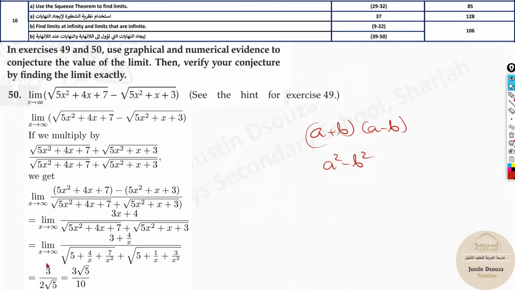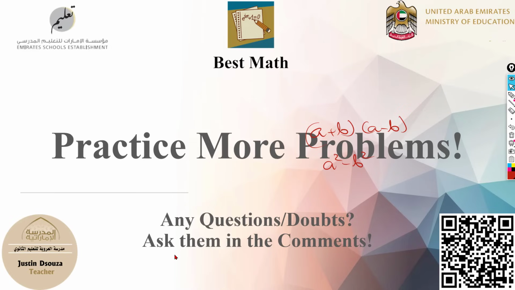Whatever is divided by x, when you apply infinity, it becomes 0, everywhere 0. Even if it's minus infinity, it becomes 0. So that is the answer, and that's the end.